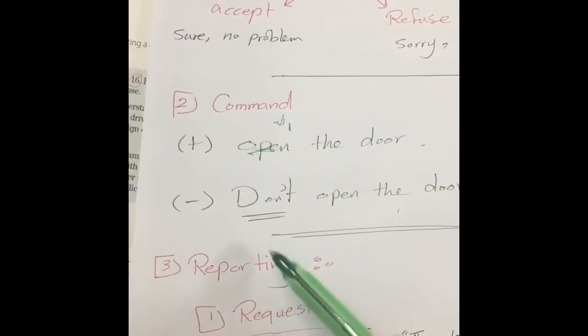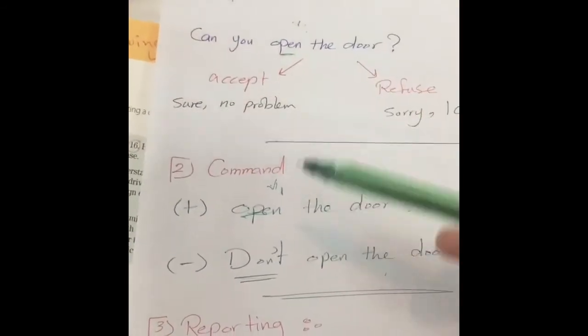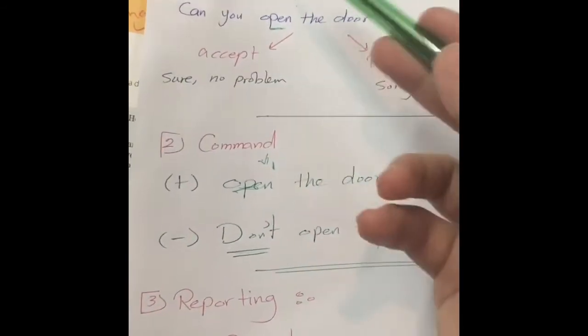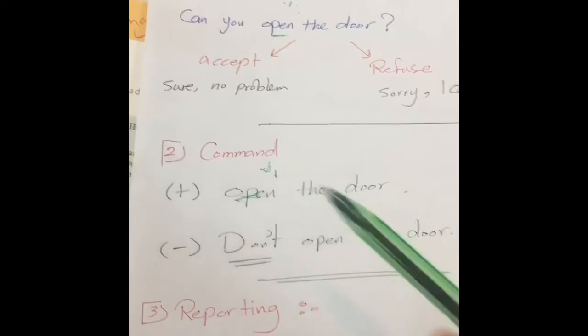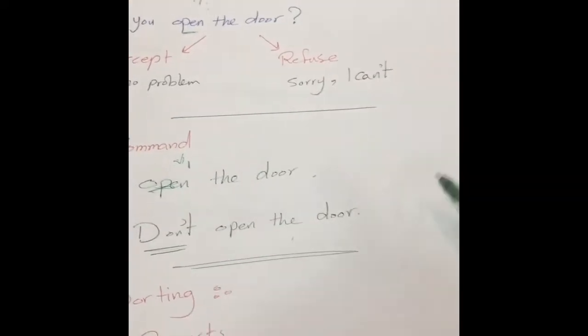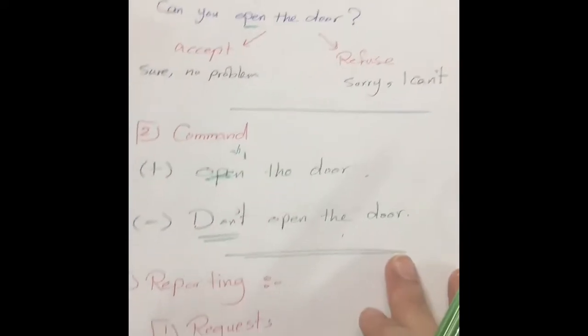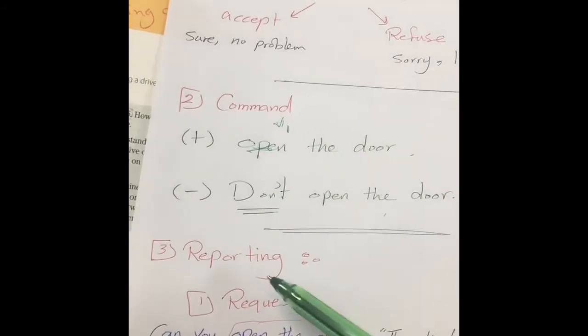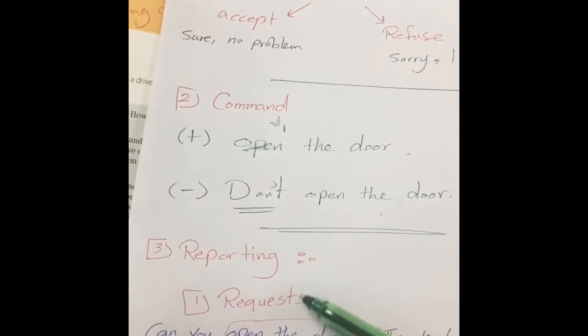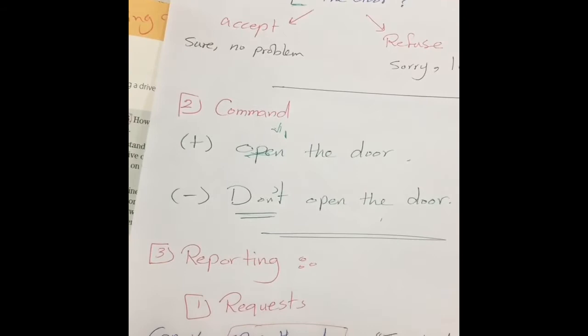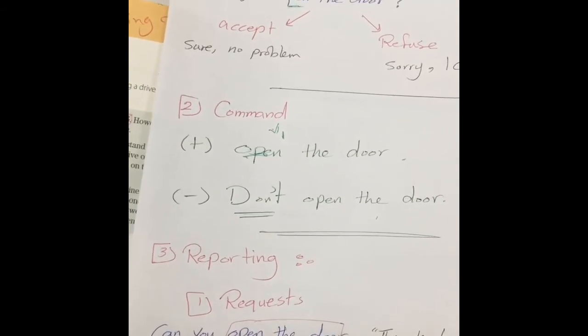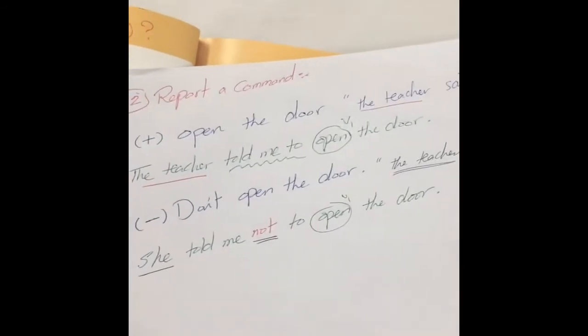Number 3, we have reporting. How do we report this? Report means I say the words I heard to a third person. This is the meaning of reporting. Number 1, how to report a request. To report a request, I will use asked me. To report a command, I will use told me.